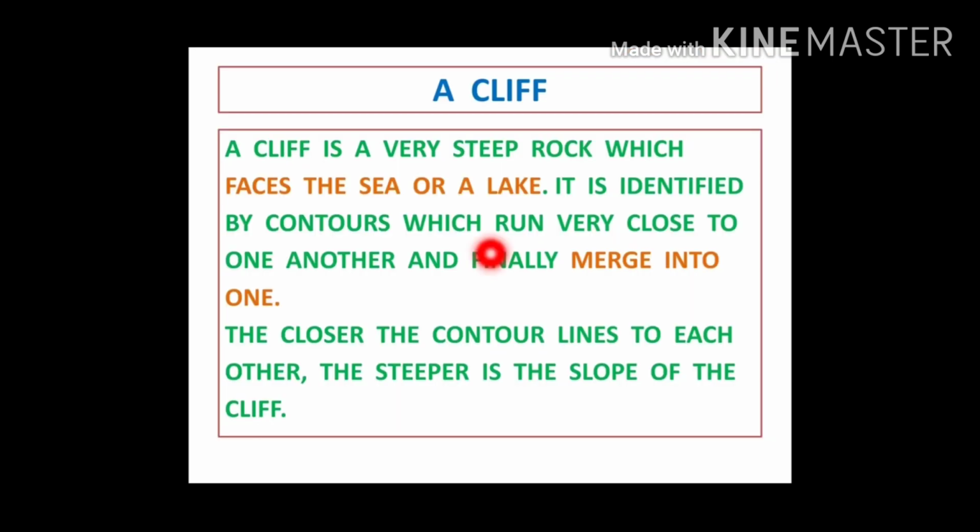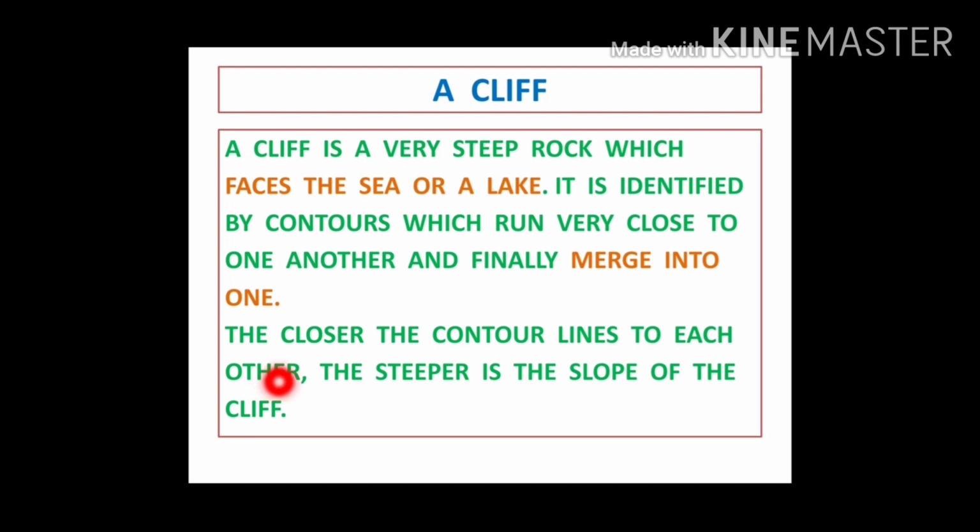Now the next in the list is a cliff. You know, cliffs are usually formed by the erosive action of seawater. So mostly a cliff is facing either a sea or a lake. A cliff is a very steep rock. It is identified by contours which run very close to one another and finally merge into one. The closer the contour lines are to each other, the steeper is the slope of a cliff.